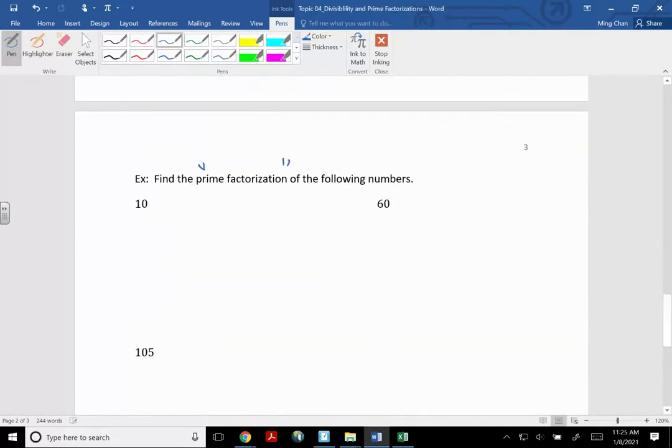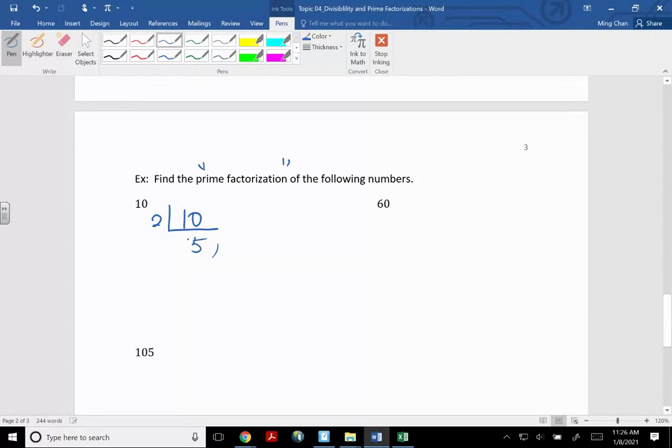All right. So the way I'm doing it, rather than write a tree method, I just put the number inside this upside down division. And on the outside, I find a prime number that can go into 10. So I know 2 can go into 10, 5 can go into 10. It doesn't matter which one you use. Either one, you will still end up with the same answer. So I'm going to use 2 first. 2 goes into 10 5 times.